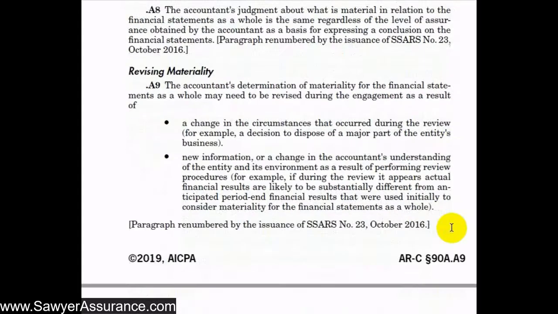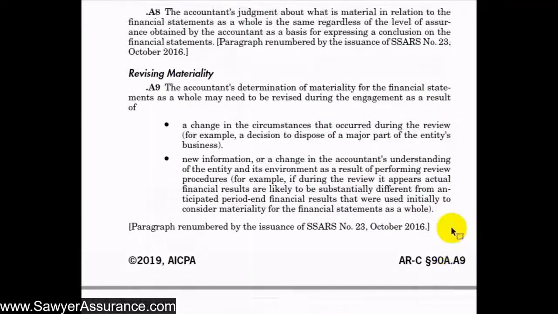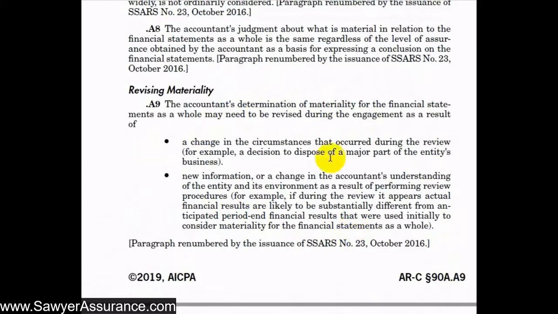And so finally, a little discussion of revising materiality. We need to consider our level of materiality throughout the engagement, not only at the beginning, but as we're working through the engagement as well as at the end of the engagement. We're considering those statements and how material they are. So we have a few examples here of reasons we might revise our materiality. First, we might revise it for a change in circumstances that occurred during the review.